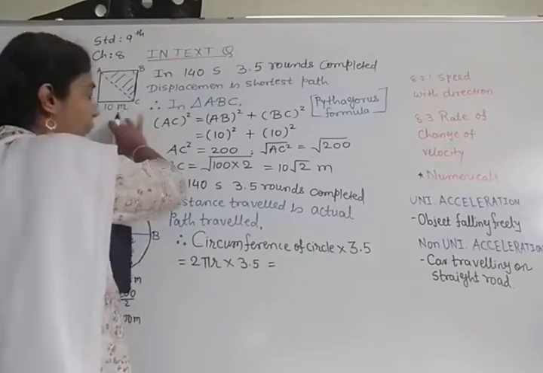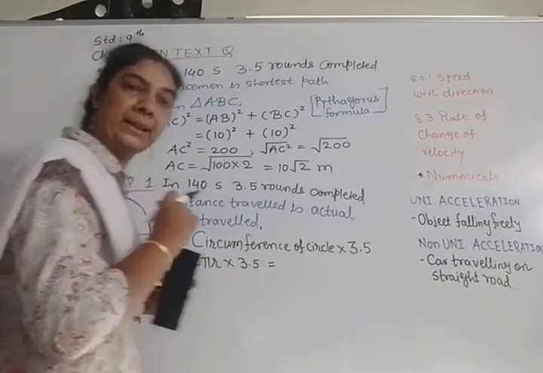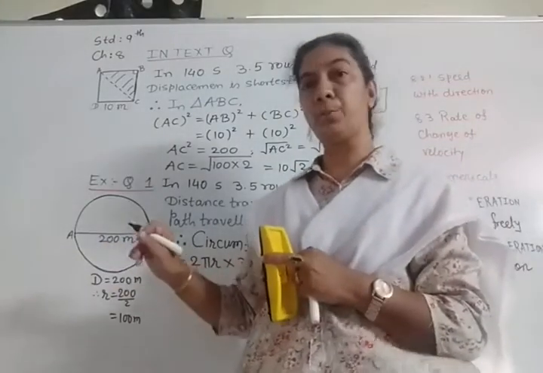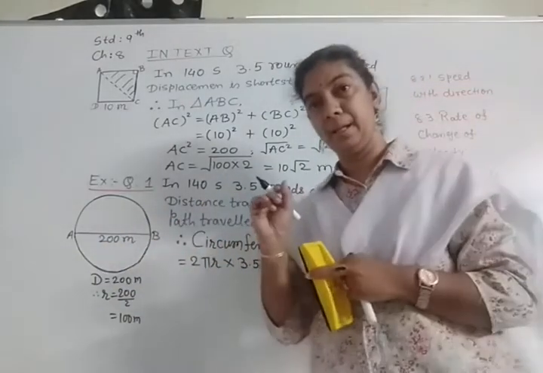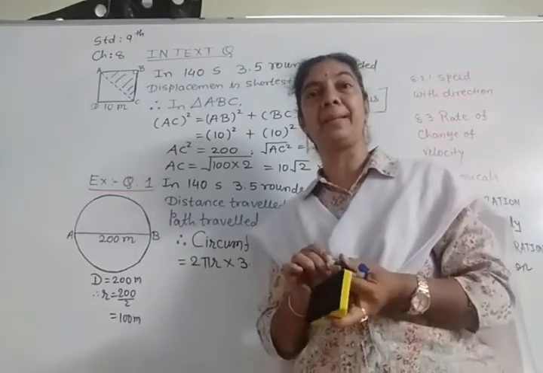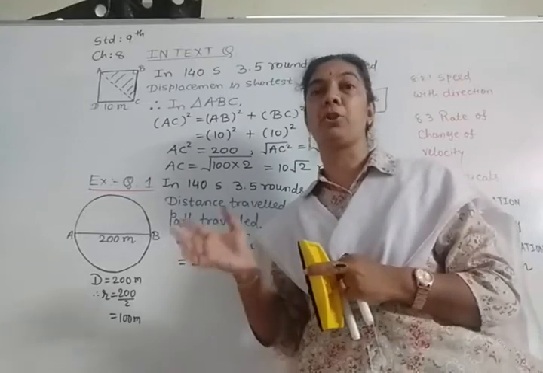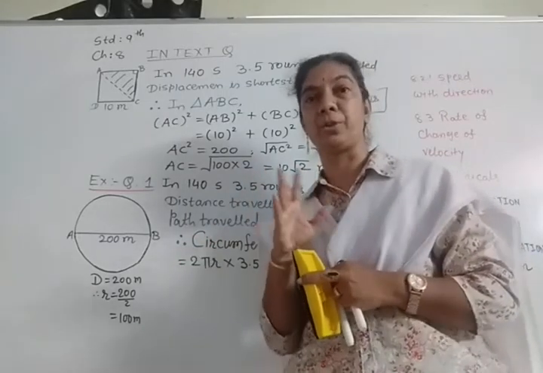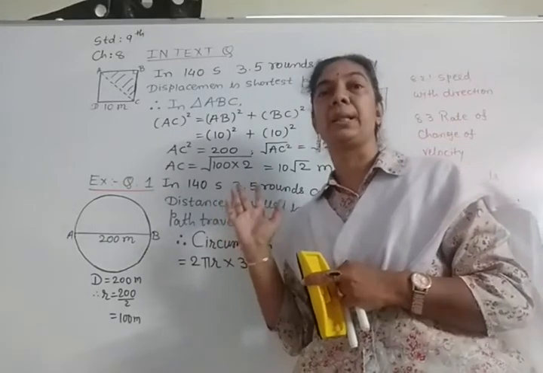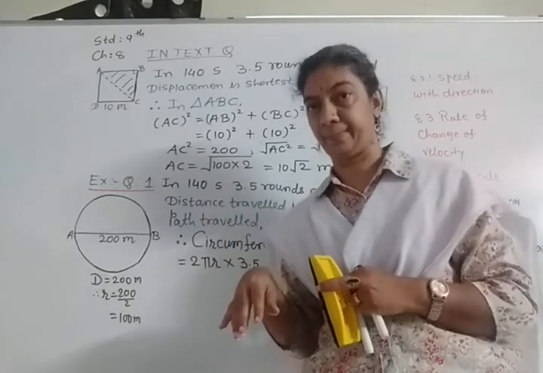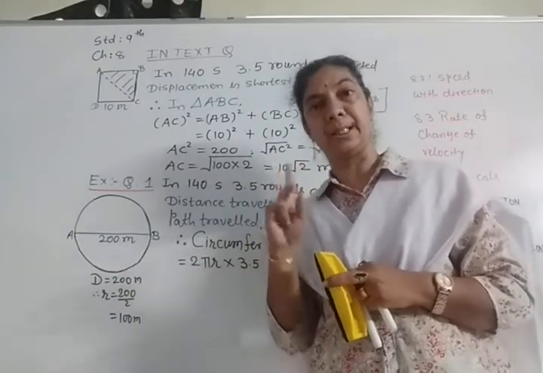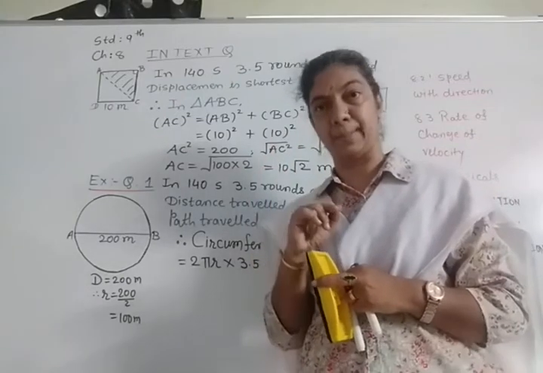This was the square field. In the exercise, we have another question of the same type and the athlete is moving on a circular path. Remember friends, here we are not doing the mathematics but the formulas of all the basic concepts of mathematics, that is circumference or perimeter, you are supposed to use over here. So in this case we have to find out both the things, distance as well as displacement.